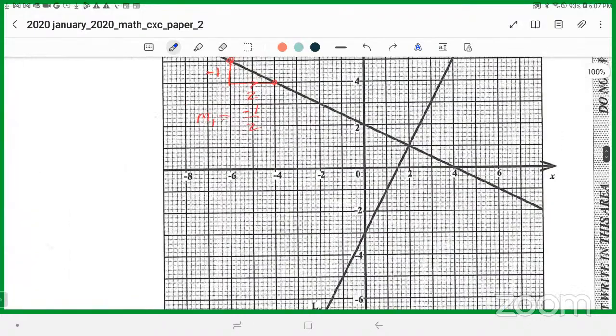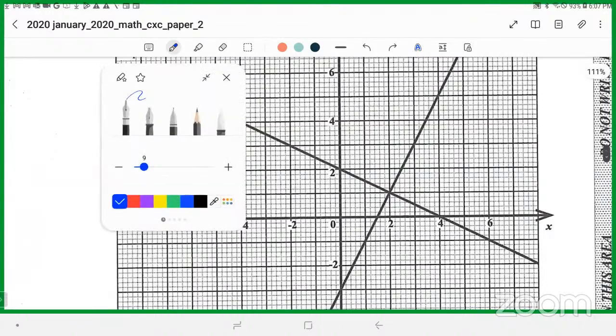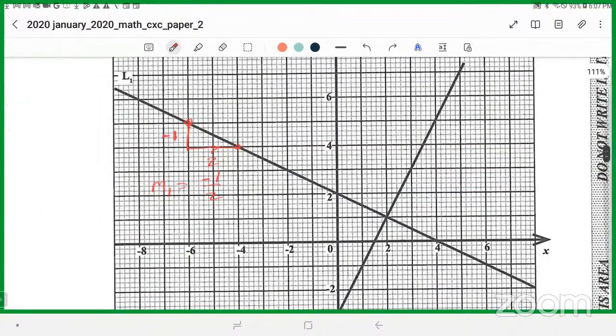So again, I can choose 2 points on line 2. Any 2 points, like this one and this one. This time, if I go from left to right along the line, I'm going up, so the gradient is positive. I'm going to use these 2 points, going from left to right, from here to here. Count the rise first, 2 units. From 3 up to 5, that's a rise of 2 units.